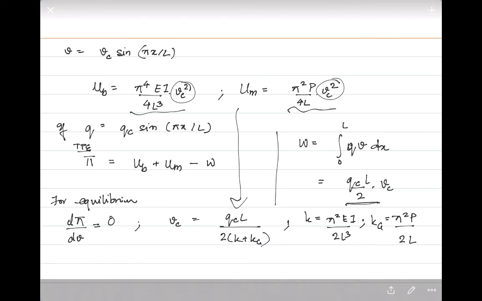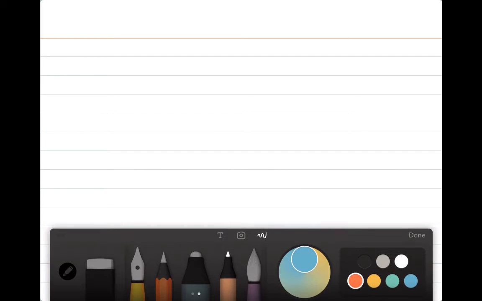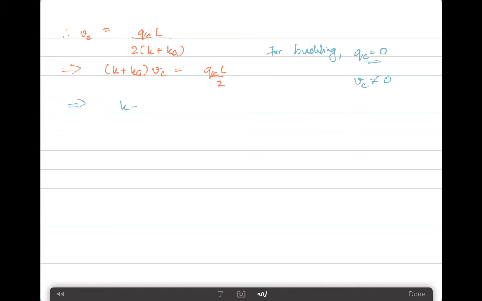Now it might seem confusing, so I should write this down. Let's just write the equation of VC. Therefore, VC is equal to QCL by 2 times K plus KG. Now we can write K plus KG times VC is equal to QCL by 2. Now for buckling to occur, for a load QC to be 0, VC does not have to be 0. So in order to describe that, we can write this equation as K plus KG times VC is equal to 0, which means if VC cannot be 0, then K plus KG must equal 0, which means the effective flexural stiffness has to be reduced.